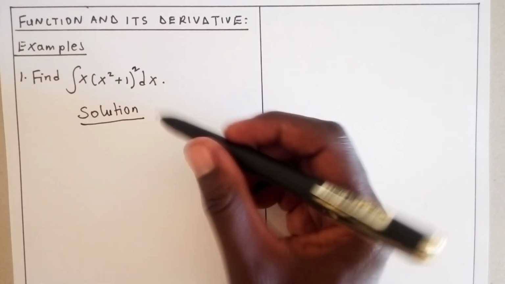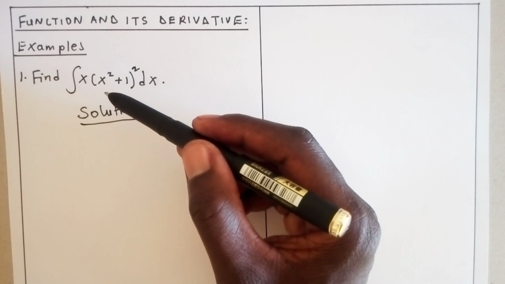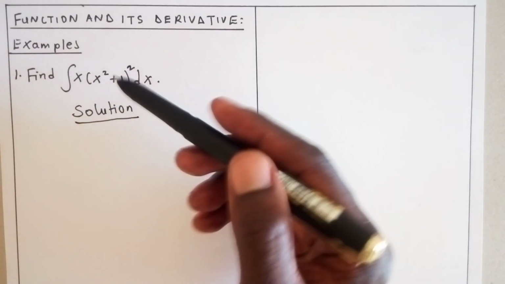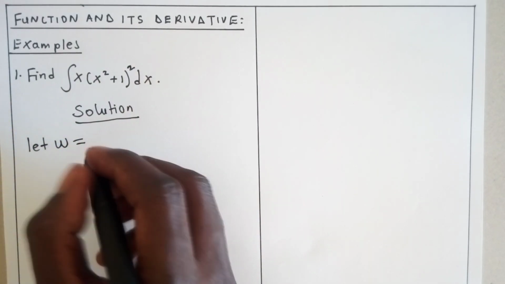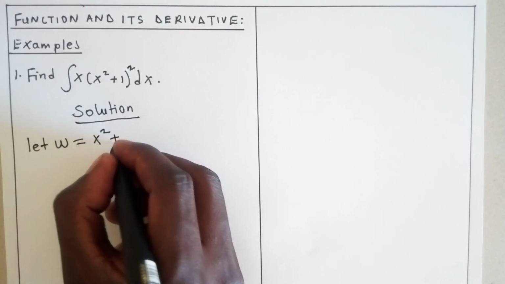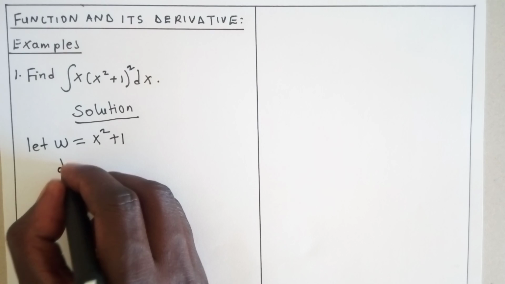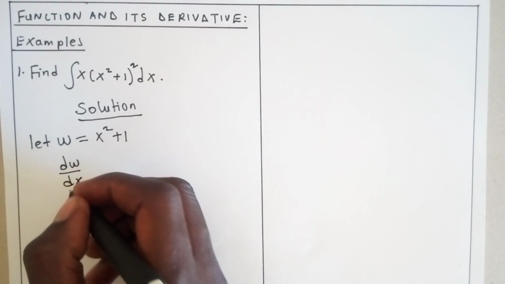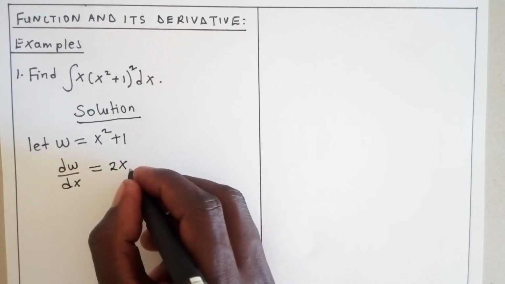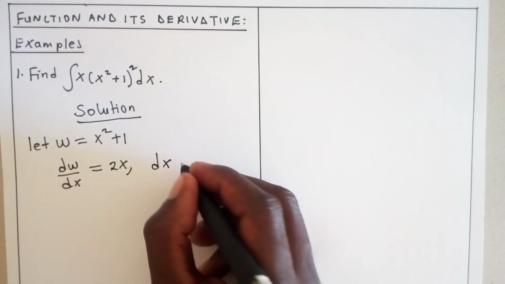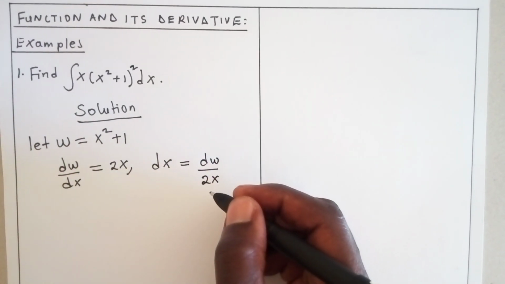We shall let the function inside the bracket be another variable, so that it can help us to simplify what we have inside. So we shall say let w equal x squared plus 1. After that, we differentiate: dw/dx is going to give us 2x. So from there we can make dx the subject, which gives dx equals dw over 2x. We have just made it the subject.